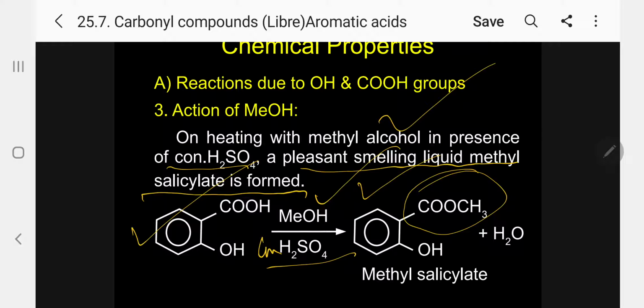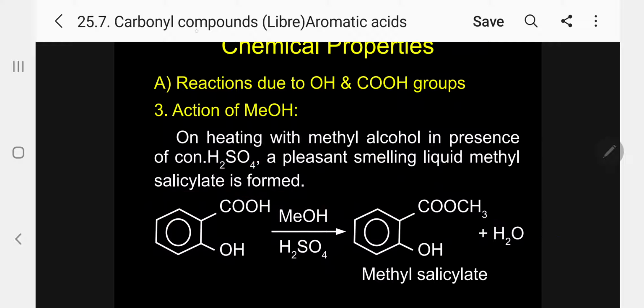This is the test actually for any aromatic acid, water is formed. So by the action of methanol, we are getting this ester.